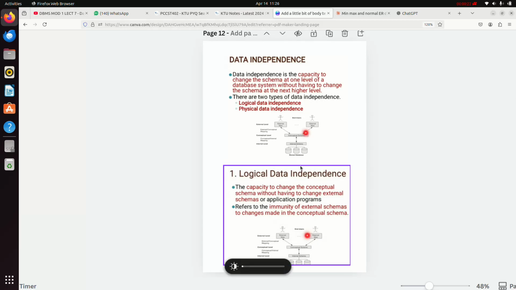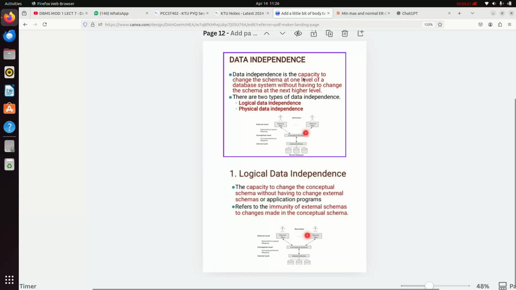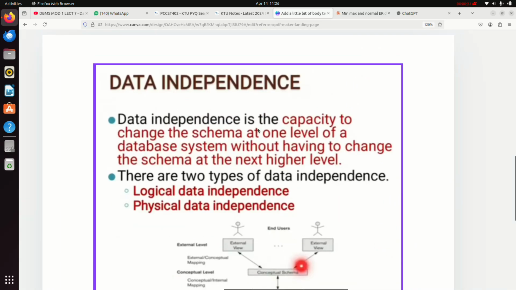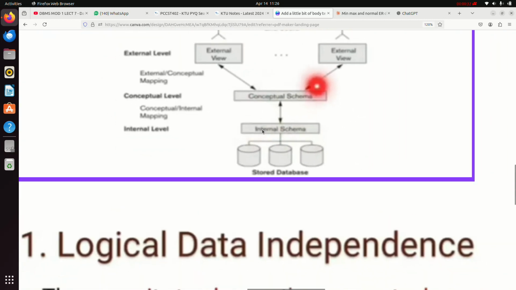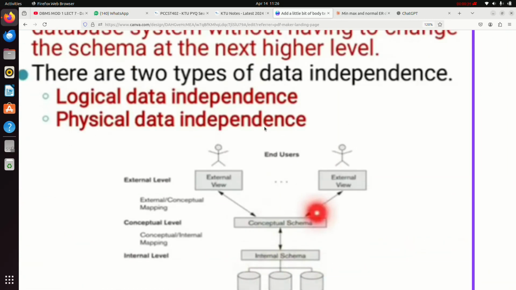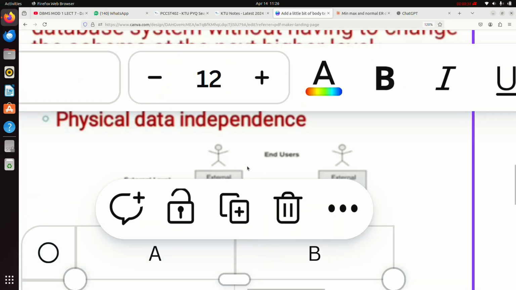Okay, so data independence means what? Data independence is nothing but the capacity to change the schema at one level of the 3 schema architecture. In the 3 schema architecture, you have to understand, you have the external level.